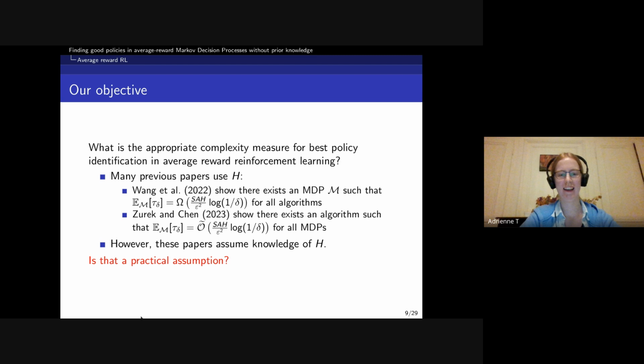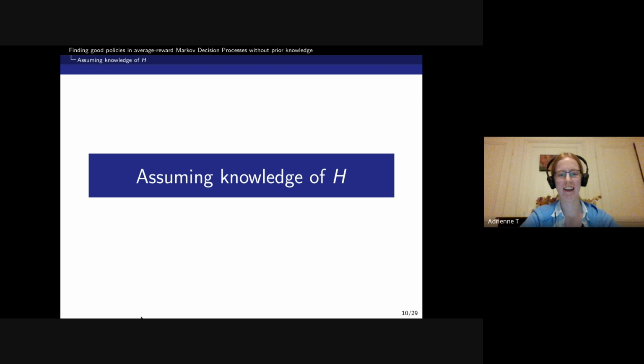Well, actually, all of those papers assume prior knowledge of H. So it's a parameter in the algorithms that are used. And so the first thing that we'll ask ourselves is, is that a practical assumption? Can those algorithms still be used even if I myself don't know the H of my MDP? And so that's what we're looking at in the first place. So, can I try to indeed estimate this H and plug it into my algorithm? If I want to apply my algorithms, that's what I need to do.